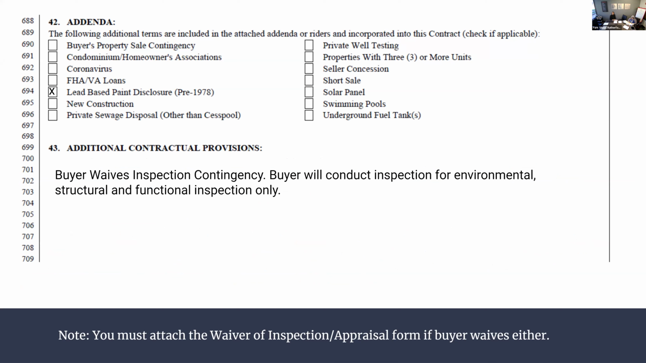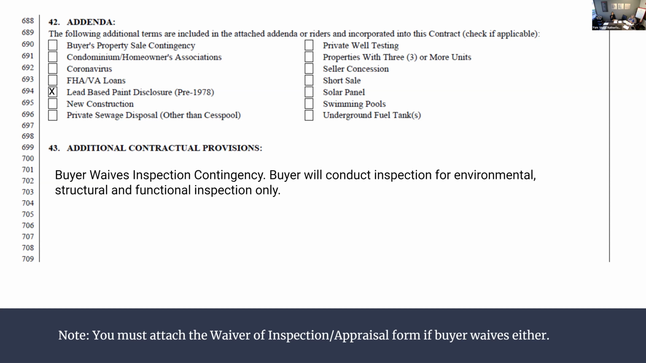What's missing from here is the waiver of inspection and appraisal, which I would love to see on the contract, so maybe it will be updated later. And then additional provisions: if there's anything else that you want the seller to know regarding your buyer, this is the section where you will put it.